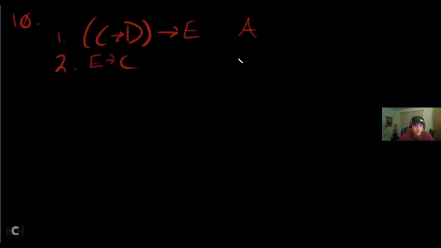So here, line 1 is going to be C arrow D, all that in parentheses, arrow E. And that's assumption number 1. Assumption number 2 is going to be E arrow C. And then assumption number 3 is going to be C arrow D. So that's what we've been given. And then it says, if you've got these 3 things, solve for just D by itself. Get this. All right, so let's take a look at what we've got.